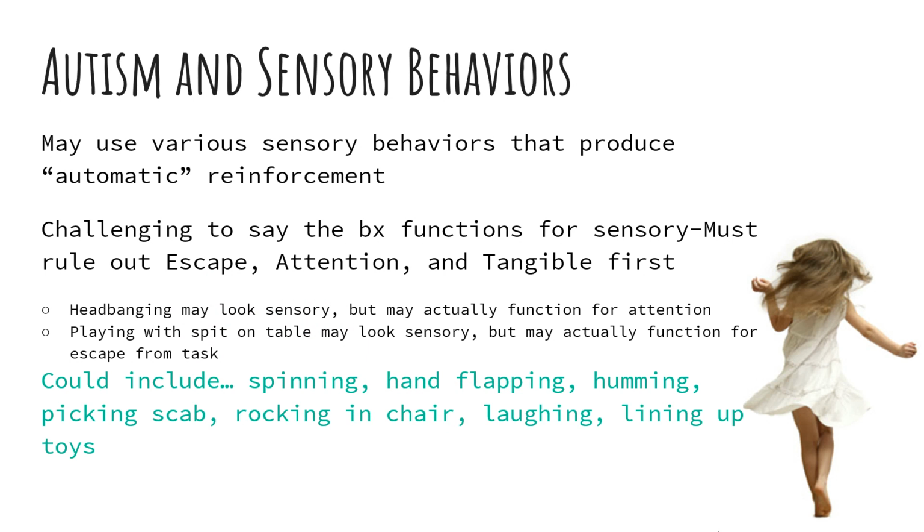Okay, so things that could be sensory behaviors, what they could look like: we see spinning, we see hand flapping, maybe humming or some sort of vocal stereotypy such as continued laughing. You might see picking a scab, that could be a sensory behavior, rocking in a chair, maybe lining toys up.